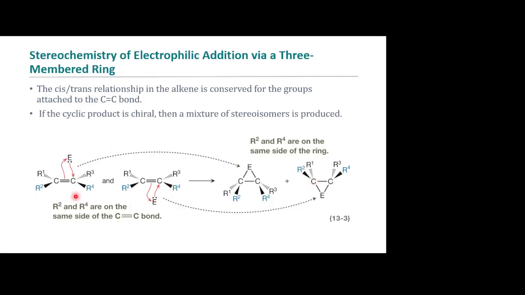This right here again is going to be the 2 and 4 groups right here. Notice they're on the same side here. And so if you attack from either side, what do you notice about those groups? They're going to stay on the same side, aren't they? Because you're not doing any rearrangement here. Everything's trapped. You can't turn before, can't turn after.